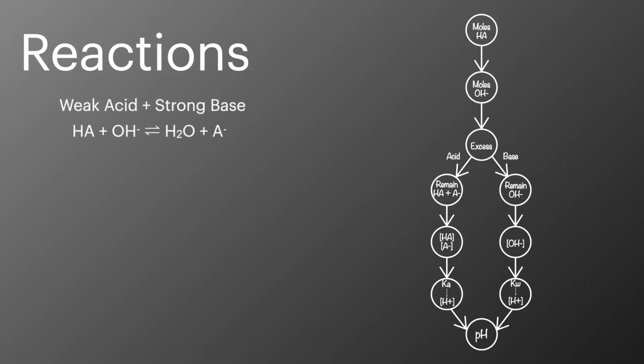When we react a weak acid and a strong base, the hydroxide ions will pull the hydrogen ions off the acid molecule, so it will react with more than just the dissociated H+, but reacts with the total concentration of the acid molecules.